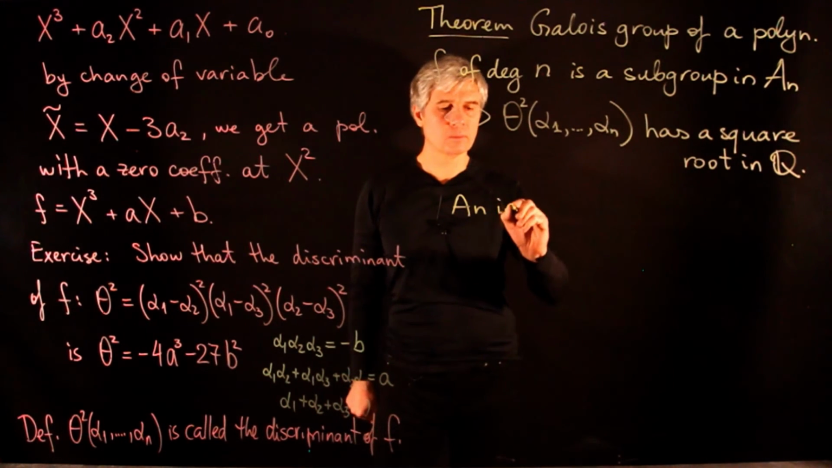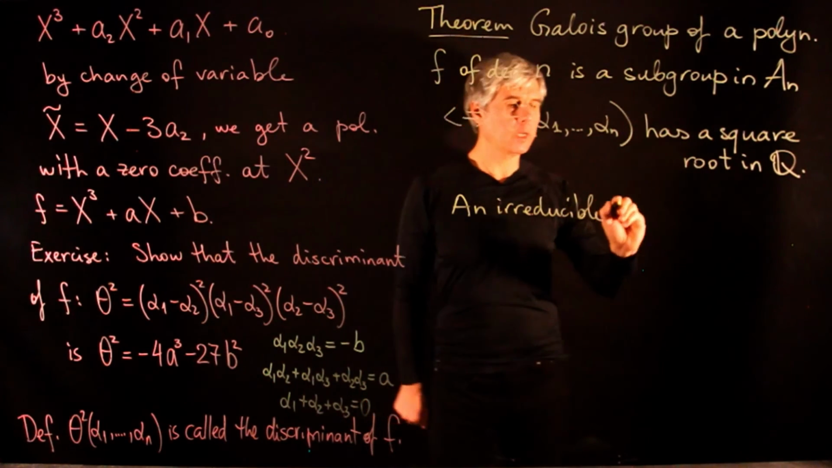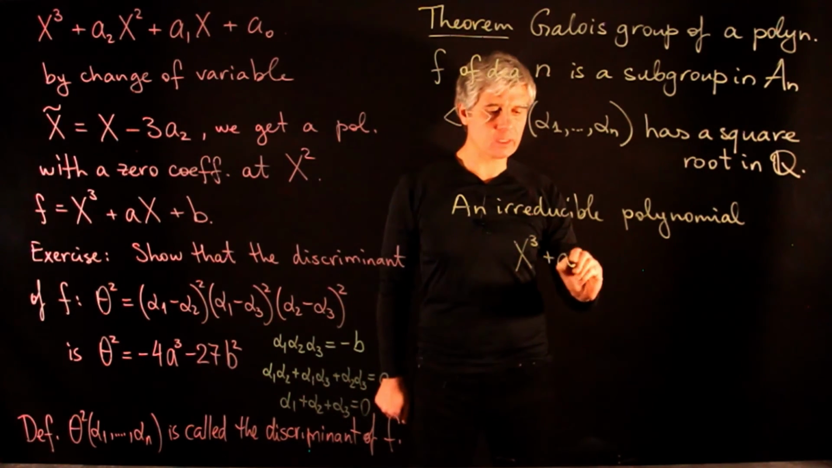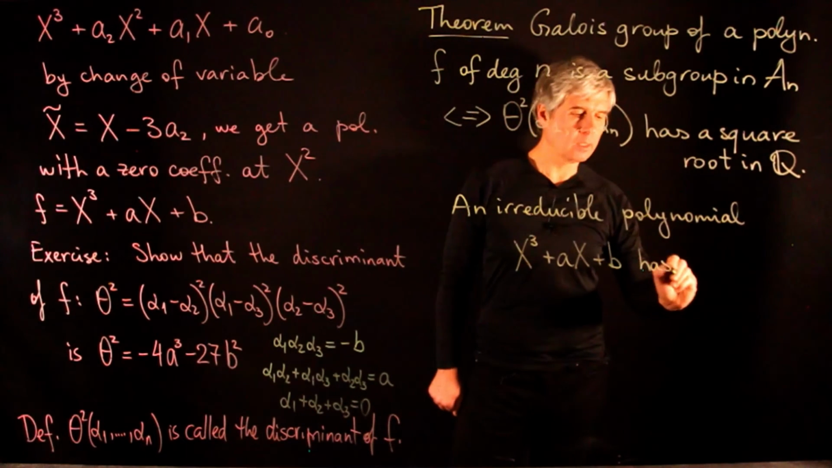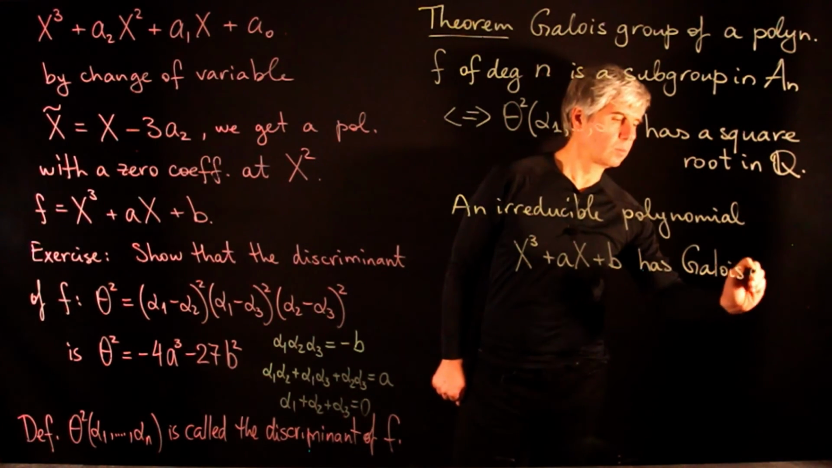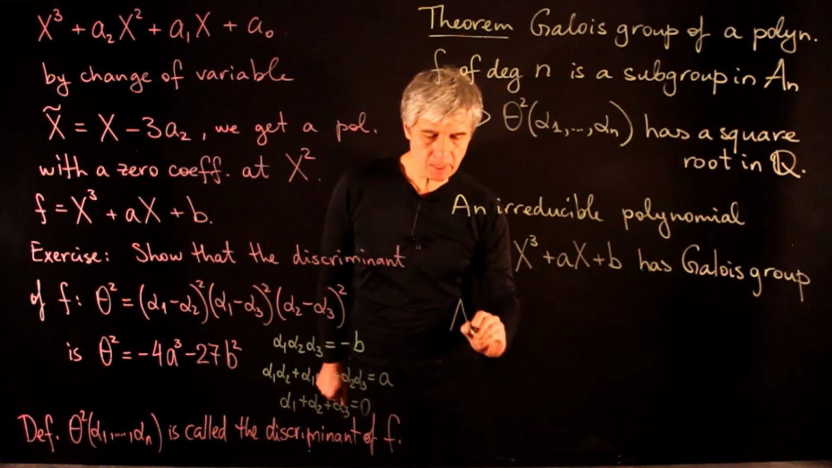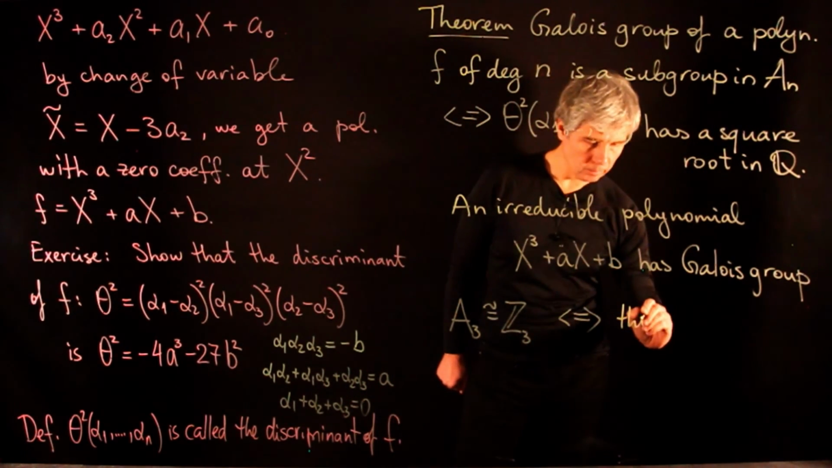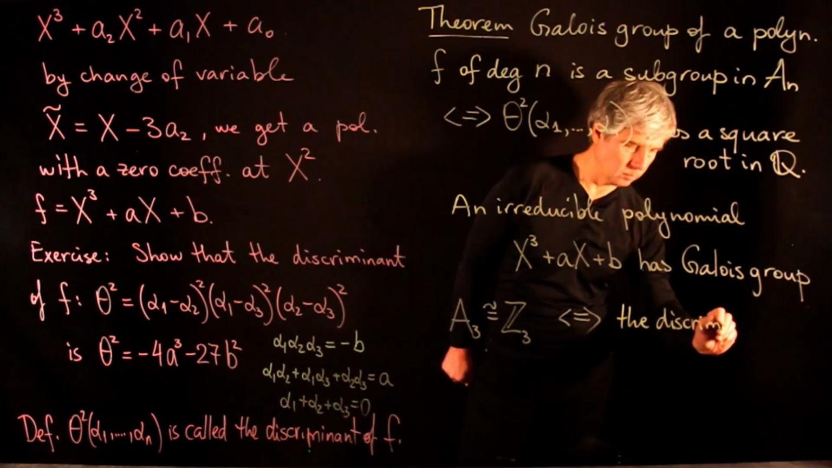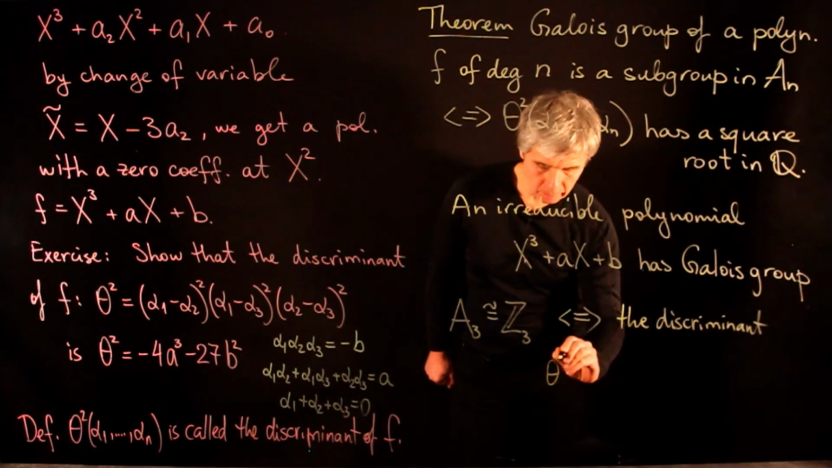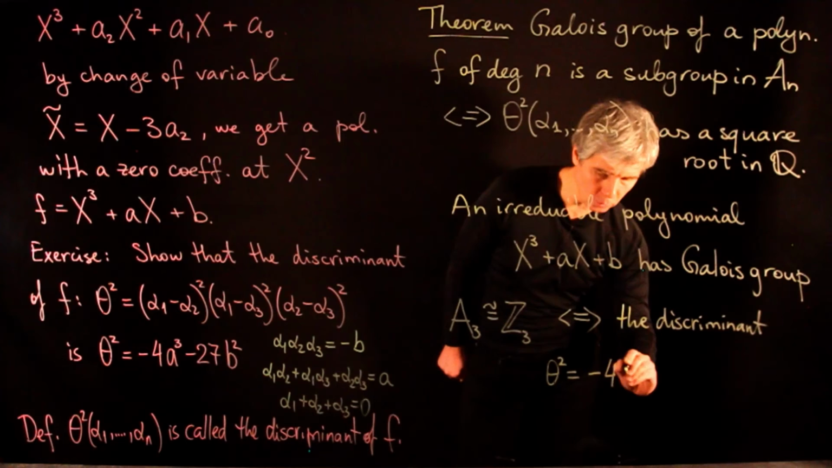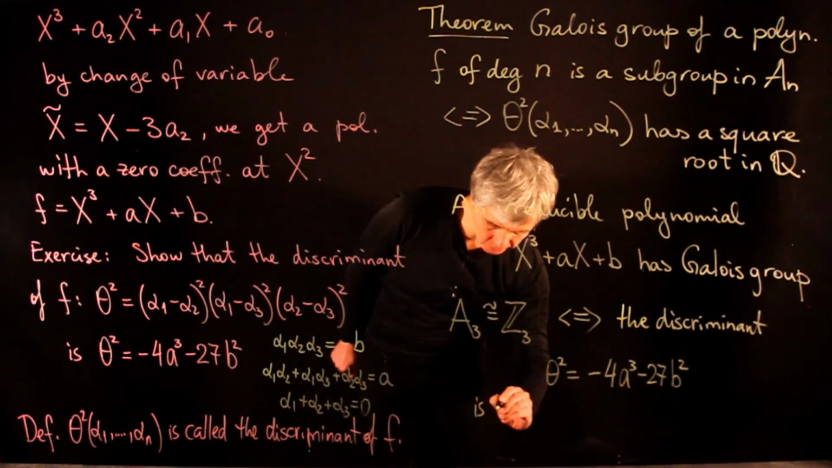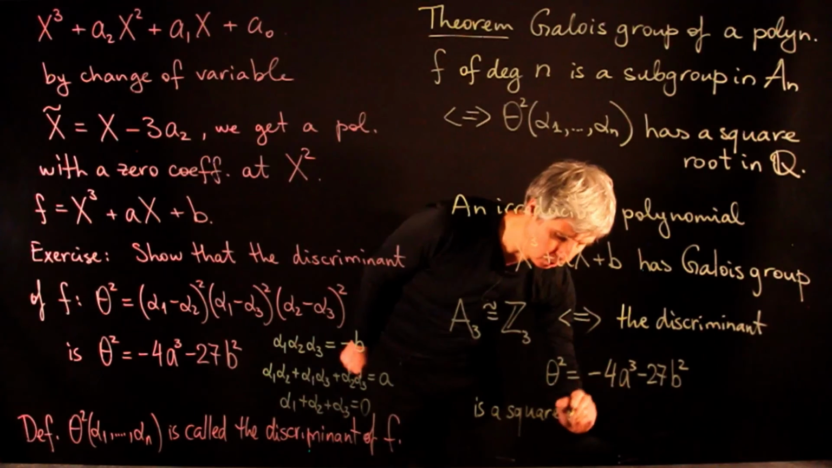An irreducible polynomial x cubed plus ax plus b has Galois group A3, which is isomorphic to Z3, if and only if the discriminant theta squared, which is minus 4a cubed minus 27b squared, is a square of a rational number.